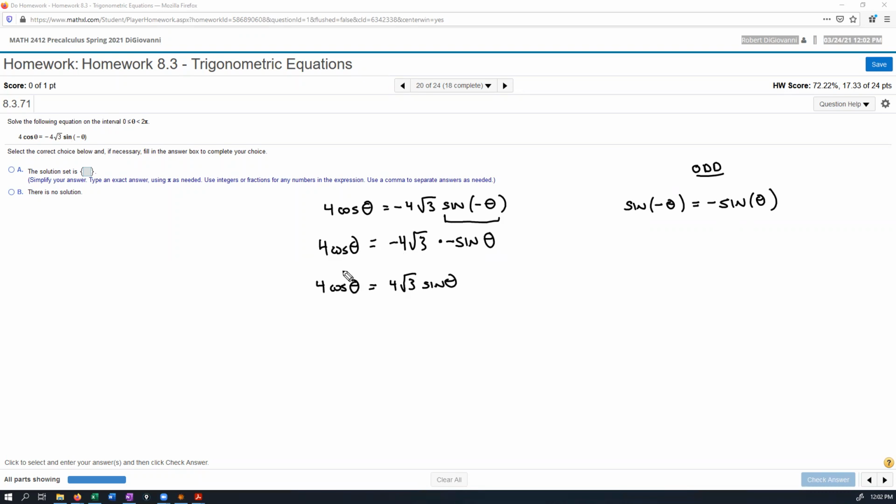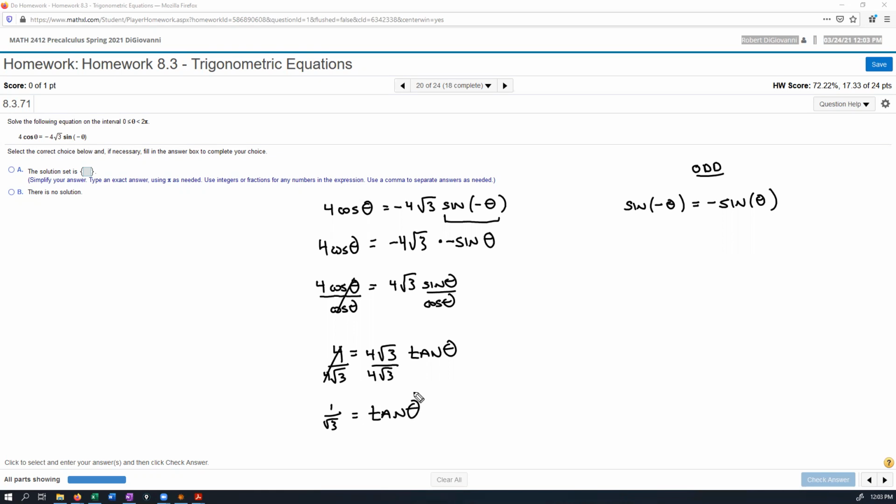Now I'm going to do something very interesting. Because there's no real Pythagorean identity I can use here to turn the cosine to sine or the sine to cosine, what I'm going to do instead is divide both sides by cosine theta, and you'll see why in a second. I get 4 here, and then 4 root 3, and then sine divided by cosine is tangent, so that's just tangent theta. And now I'll divide both sides by 4 root 3. The 4's cancel over here, I get 1 over root 3. Then over here, I just have tangent theta.